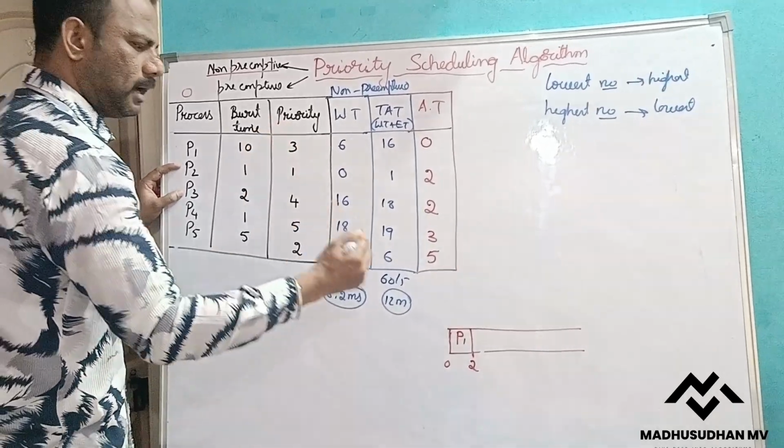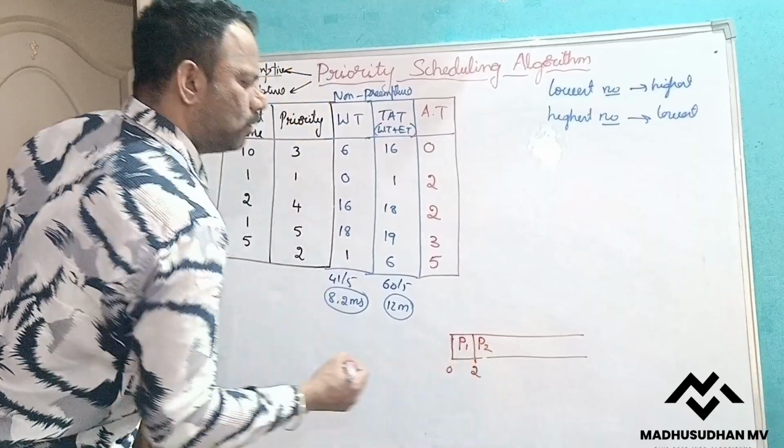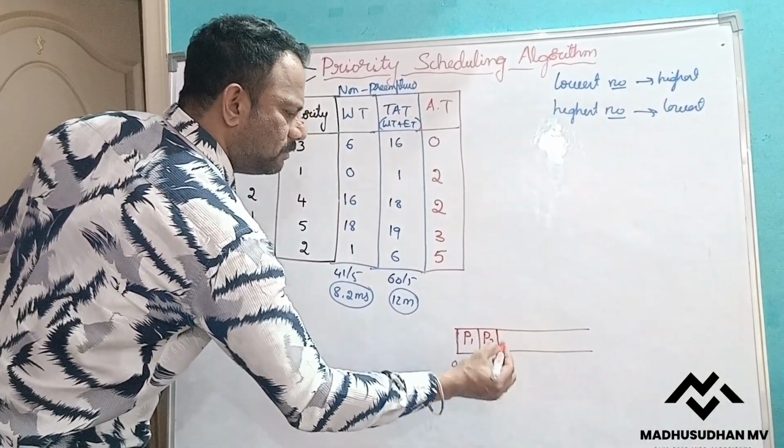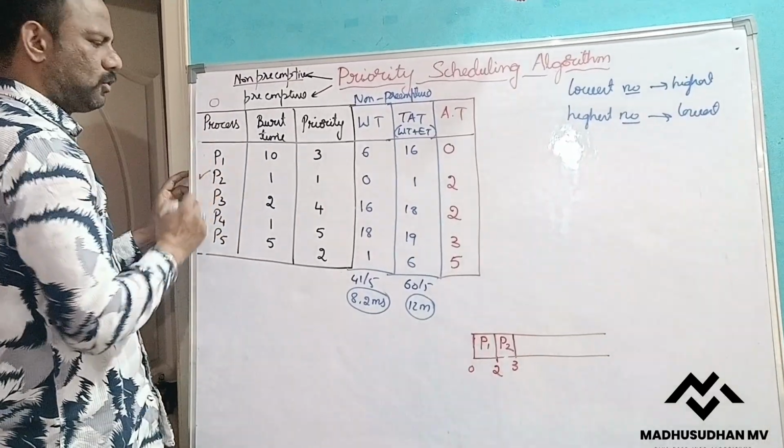So I have to stop P1 and take up P2. P2 takes just 1 millisecond. At the 3rd millisecond it will complete. Now P2 is done.